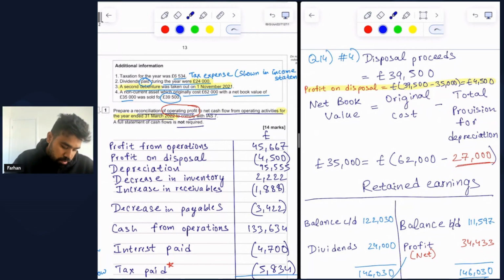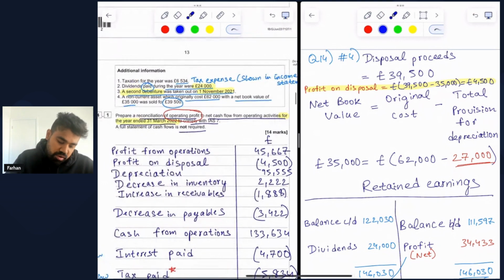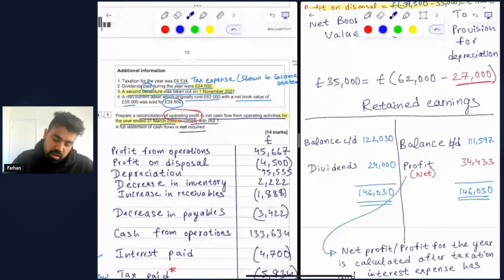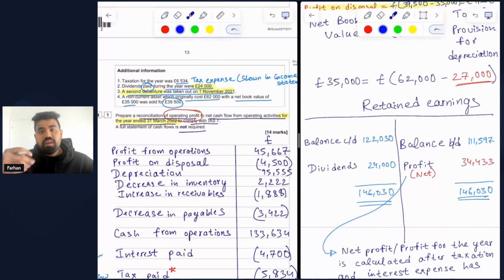Okay, so what's the next thing? So next, I have drawn a T account for retained earnings. And the main reason is, if you check the additional information number 2, dividends paid during the year were £24,000. Now, dividends are paid out of profits. So dividends are a share of profits that are given to the shareholders of the company. Now, retained earnings are the earnings that have been reinvested in the business. And these earnings are those ones that are left behind after the dividends are paid and then carried forward to our next financial year for reinvestment purposes.